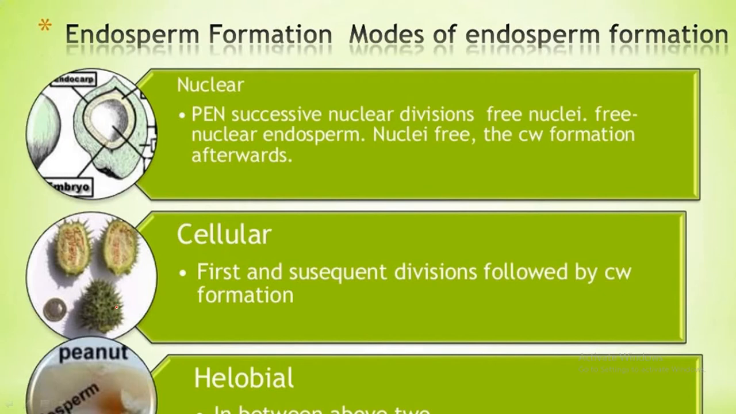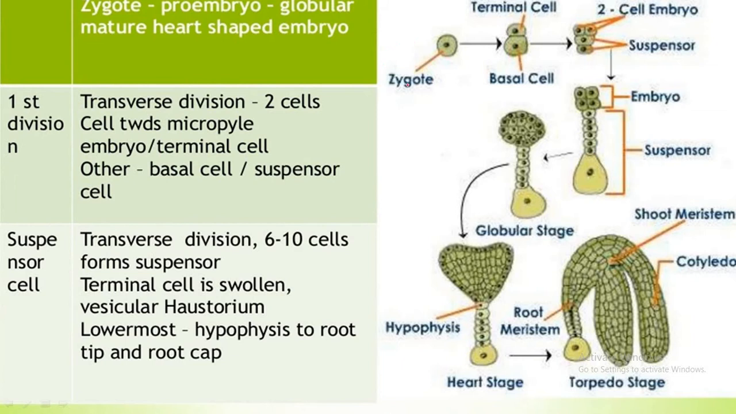Though the seeds differ greatly, the early stages of embryo development, that is embryogeny, are similar in monocots and dicots. Here you can see the zygote. It divides mitotically and produces two cells. The cell towards the micropyle is the embryo or terminal cell, and the other is the basal cell or suspensor cell.